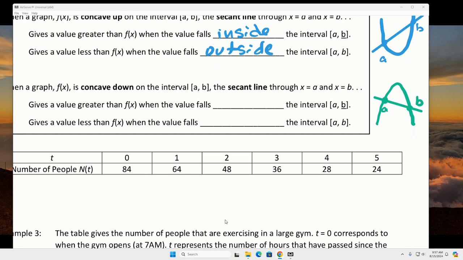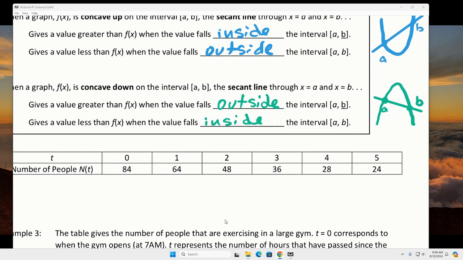All right, this time the secant line is greater than the original function whenever the value falls outside of the interval. And it's less than the original function when it falls inside the interval.